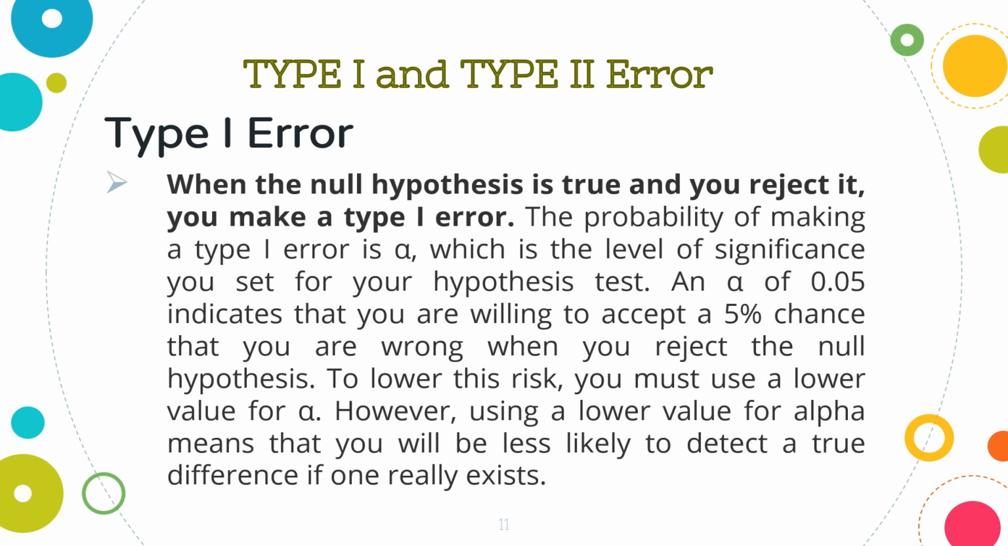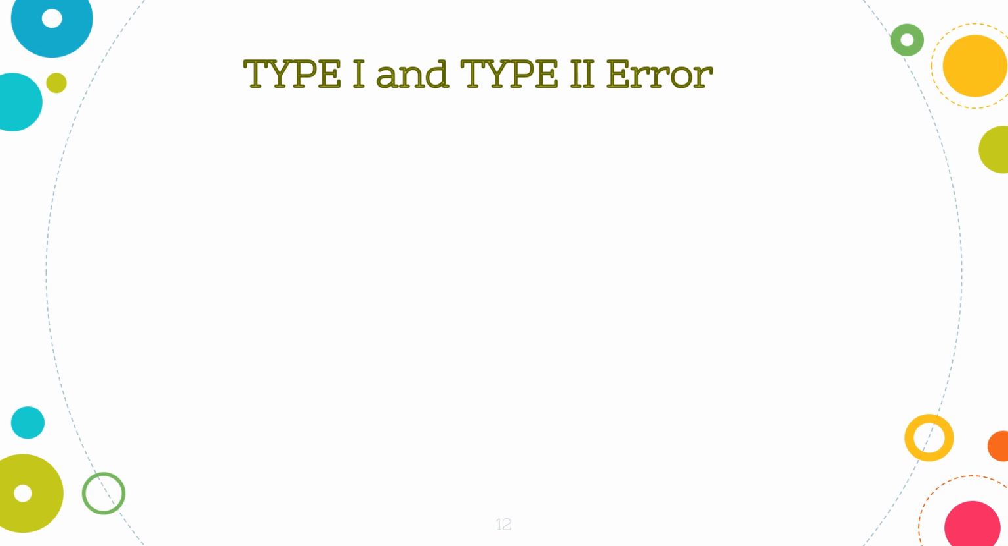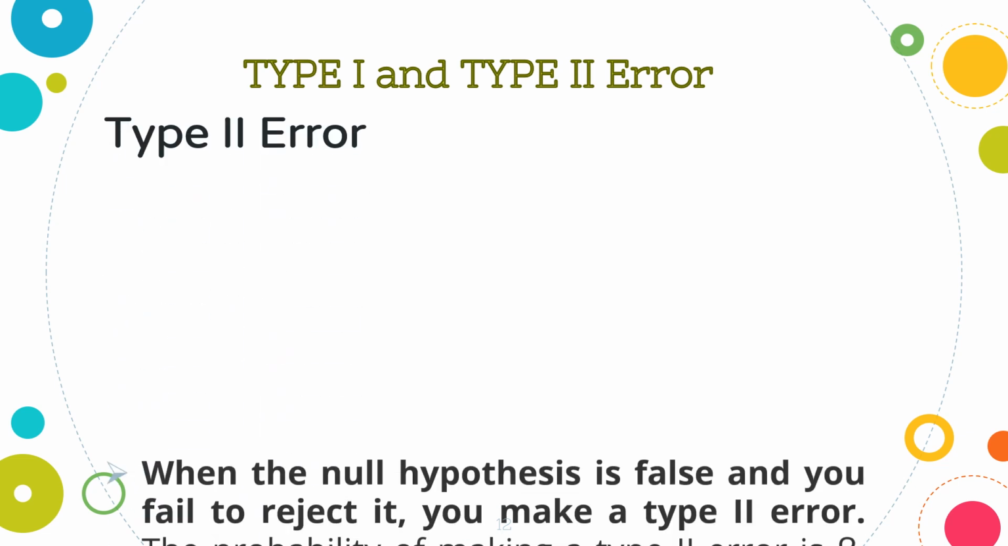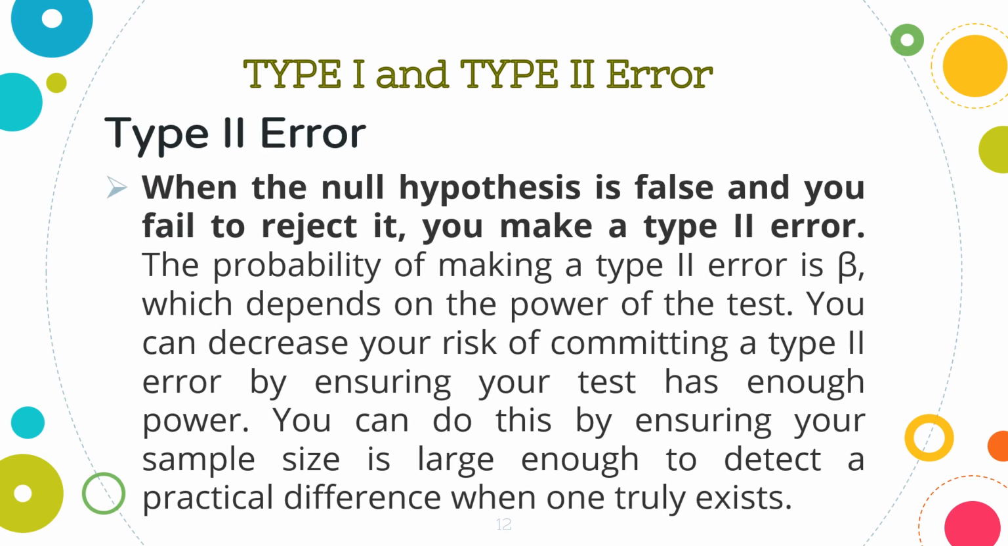So therefore, you should determine which error has more severe consequences for your situation before you define their risk. Okay, nakadepende sa level of significance natin. So, type 1, if you reject the null hypothesis when it is true, you commit the type 1 error. While the other one, the type 2 error is when the null hypothesis is false and you fail to reject it. You make a type 2 error.